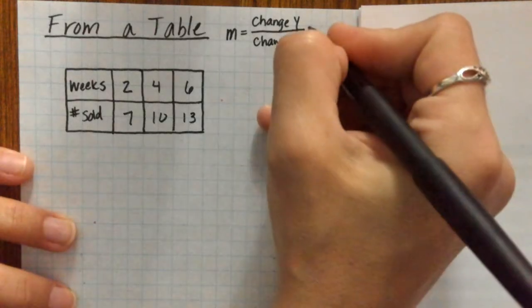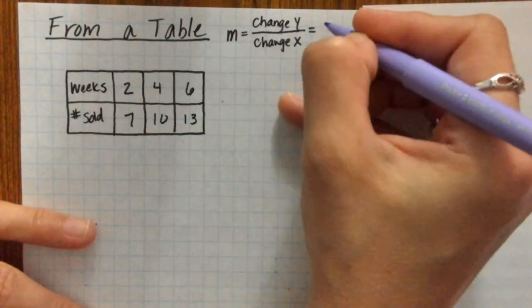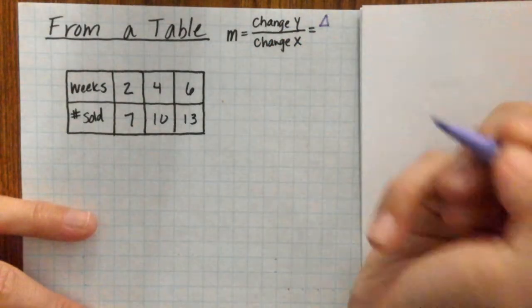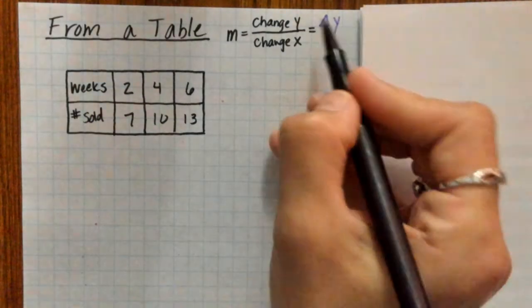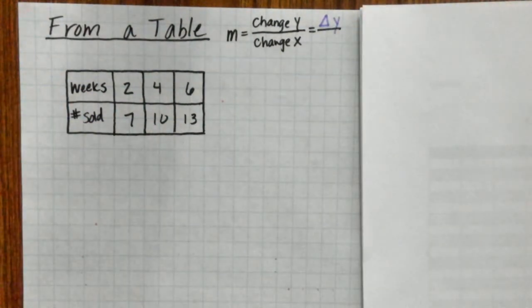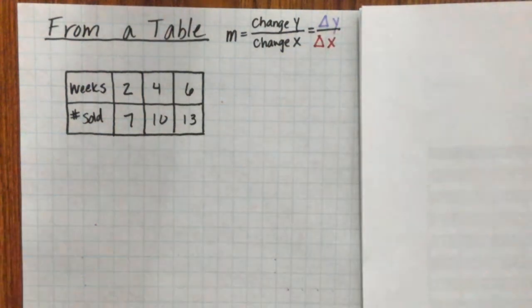Here, what I want to introduce you to is what this actually looks like. We have change in y. Instead of saying change, we use a little triangle, delta, meaning change in y. And this will be over your change in x. Notice again, y is always on the top in the numerator, okay?